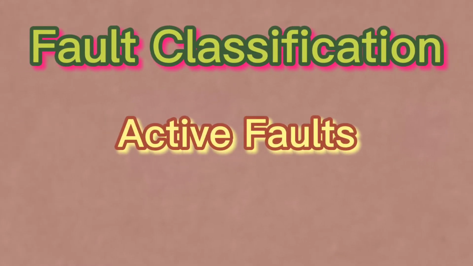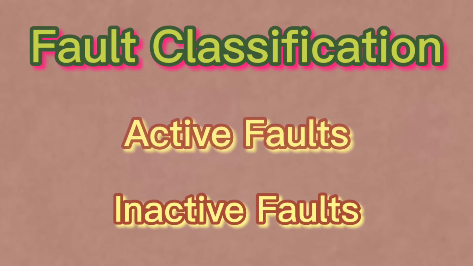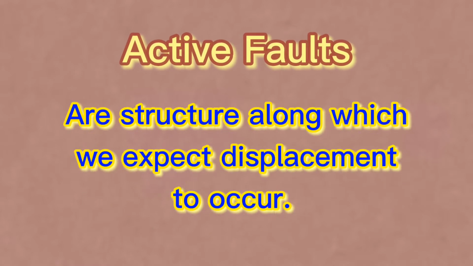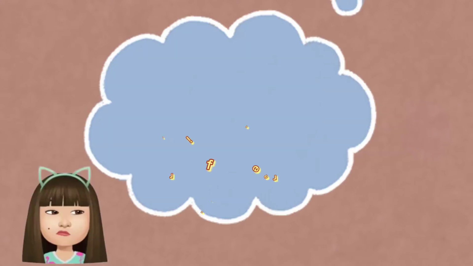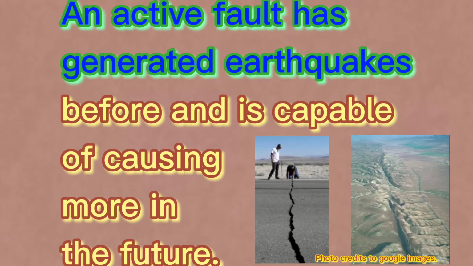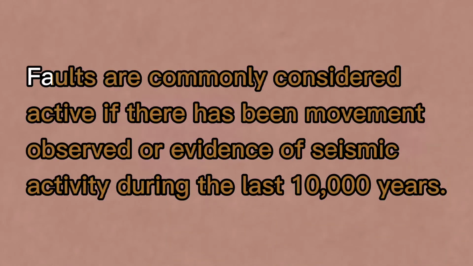Faults can be classified into two. We have the active faults and inactive faults. Now let's discuss how these two differ from each other. Active faults are structures along which we expect displacement to occur. At bakit naman dito natin na-expect na mangyayari yung displacement of rocks or parts of the Earth's crust? Simply because an active fault has generated earthquakes before and is capable of causing more in the future.